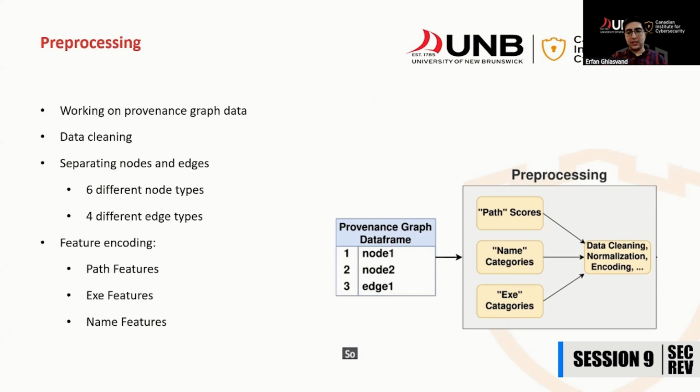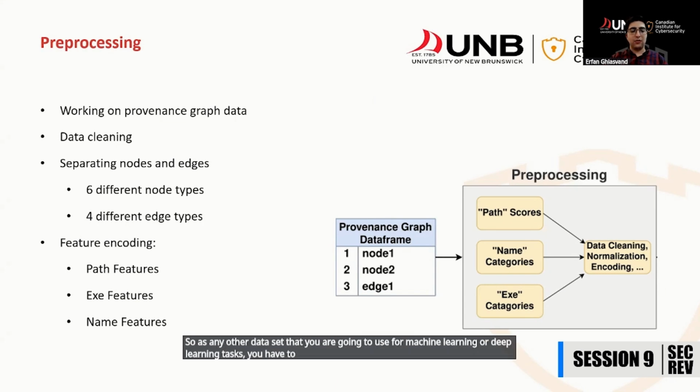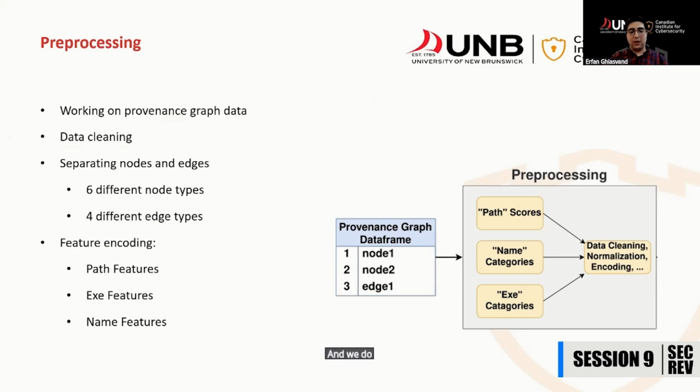As with any other data set that you are going to use for machine learning or deep learning tasks, you have to clean the data first, and you have to separate the nodes and edges, because we do have 6 different node types and 4 different edge types. And we do have to encode some of the features.